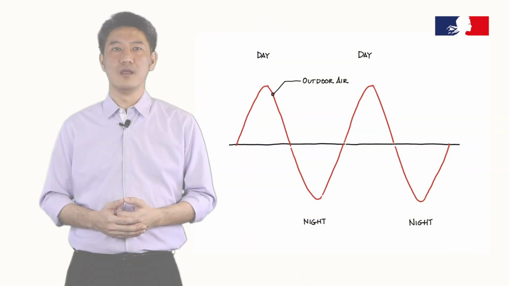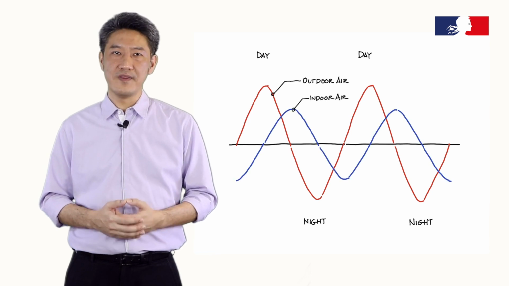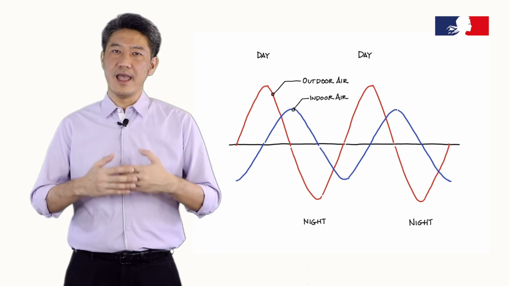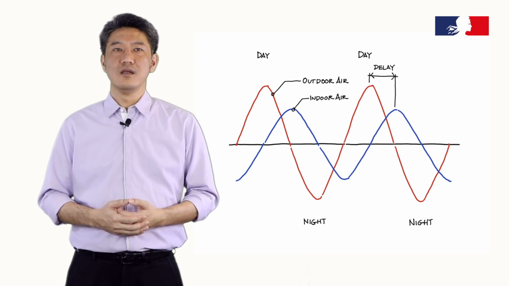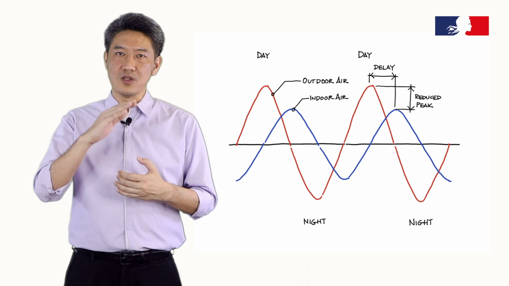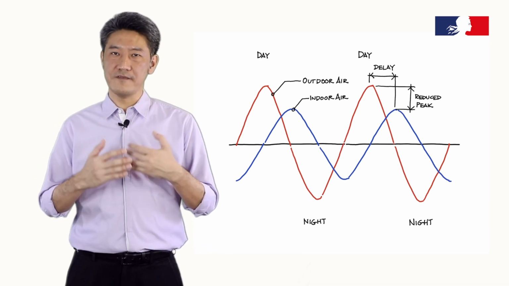For thermal mass cooling, heavy mass materials such as brick, concrete, or stone are used to delay the heat gain into the indoor space during the day. The temperature of the indoor air is lower than that of the outdoor air as the heat transfer is delayed. Its peak temperature is also reduced because of the thermal resistance of the materials.